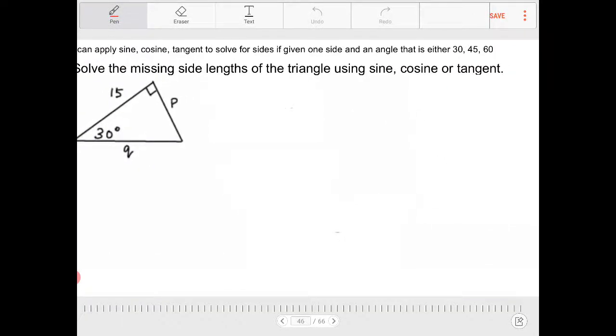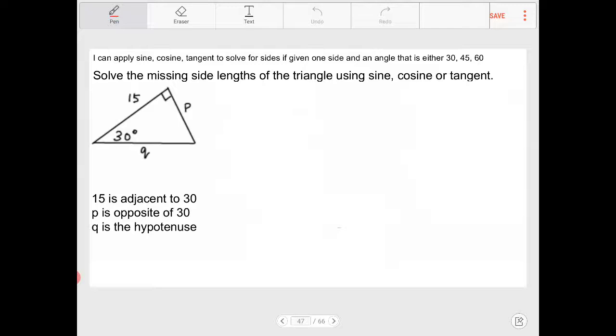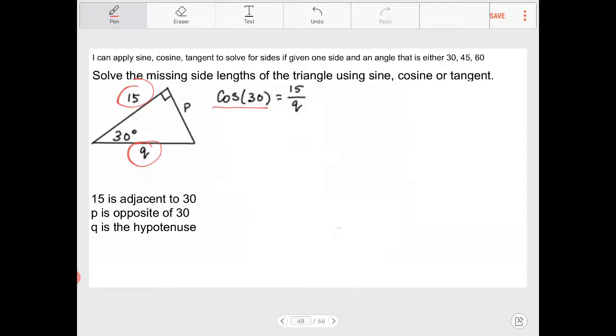Upon inspection, I immediately notice that 15 is the adjacent side to 30 degrees. P is opposite of 30 and Q is the hypotenuse. Being able to identify which side is opposite, which side is adjacent, and which side is the hypotenuse is really important for your ability to interpret whether to use sine, cosine, or tangent. If I were to solve for Q, I would have to involve 15. 15 is adjacent and Q is the hypotenuse, therefore I would have to use cosine.